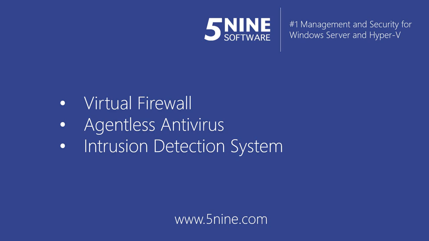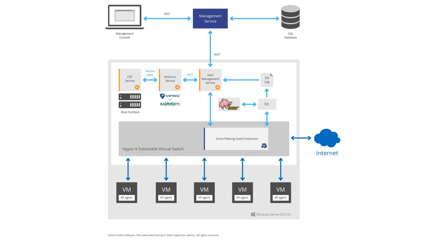Agentless virtual firewall ensures complete traffic control and isolation between virtual machines. Antivirus performs incremental scans up to 50 times faster, and intrusion detection system proactively detects malicious attacks. Let's have a look at the 5.9 Cloud Security architecture diagram.